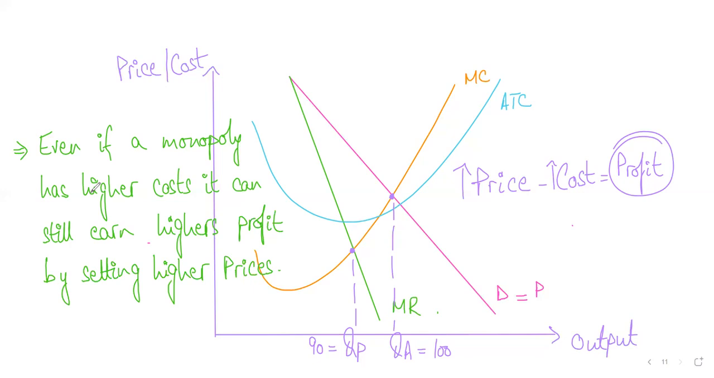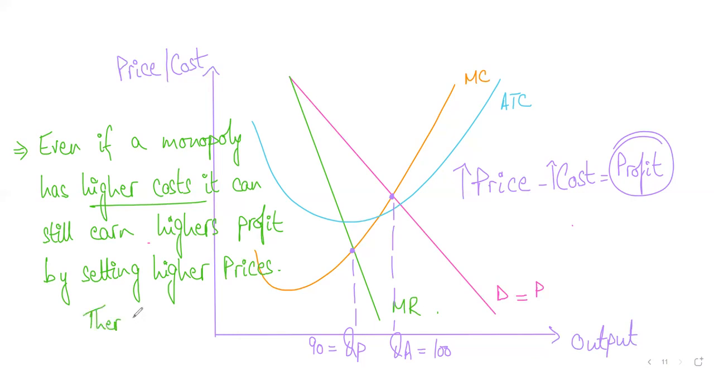But since that is not true, there is competition and we have to beat the competition. So there is a limit to how high a price we can charge. Therefore, you have to be careful with the cost. You want to keep your cost at the minimum possible level. So coming back to the point, as I said, even if a monopoly has higher cost, it can earn higher profits by setting higher prices.